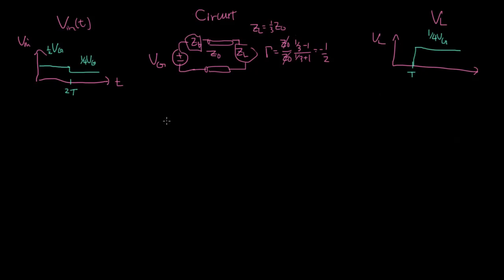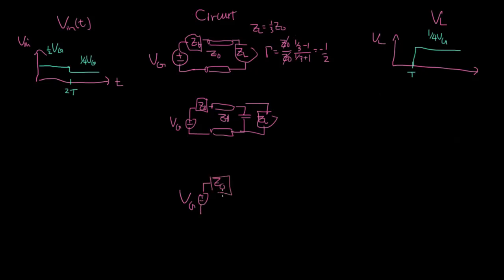So now let's do the same thing, but let's add some reactive loads. Let's start with a shunt capacitor, same load, and then we're also going to look at when we hook that up to a series inductor. Again, the load is the same. It's going to be 1/3 Z0, so that gamma is going to be equal to -1/2 in both of these situations.